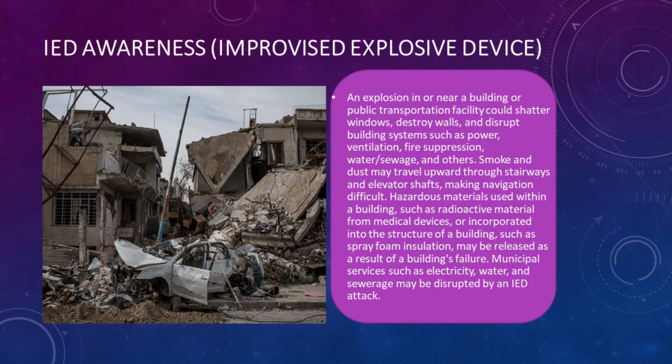An explosion in or near a building or public transportation facility could shatter windows, destroy walls, and disrupt building systems such as power, ventilation, fire suppression, water, or sewage, and others. Smoke and dust may travel upward through stairways and elevator shafts, making navigation difficult.